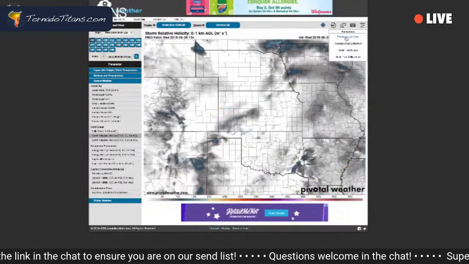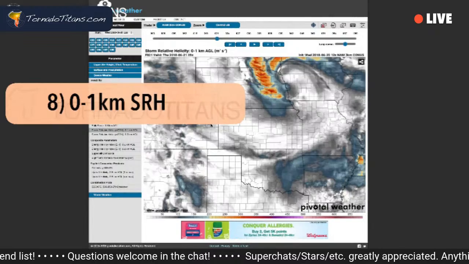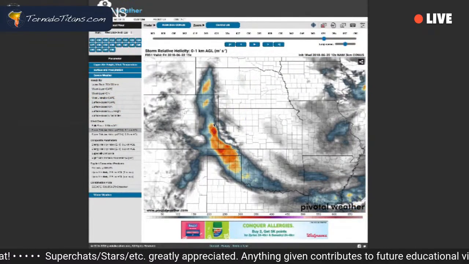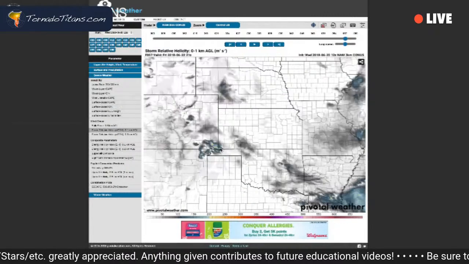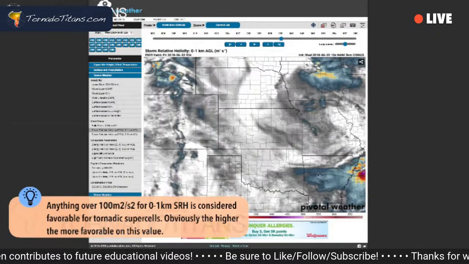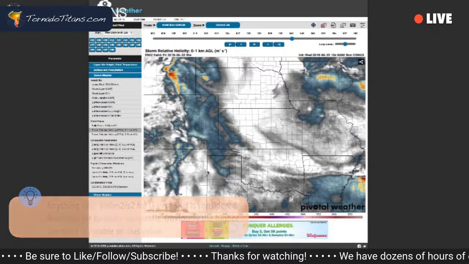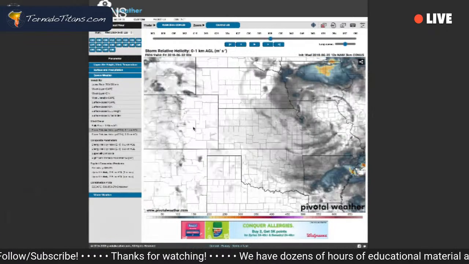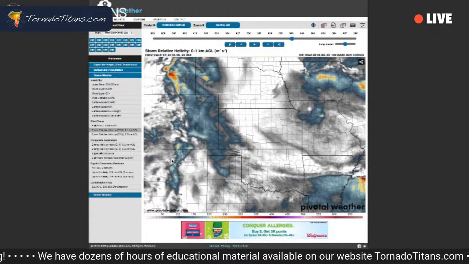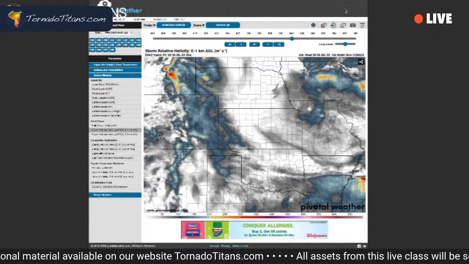Okay, next up, 0 to 1 kilometer SRH. This one stands for Storm Relative Helicity. When looking for tornadoes, I tend to favor shear over instability on my depth chart. The first shear parameter I look at is 0 to 1 kilometer SRH. Anything over 100 on this chart is considered favorable for tornadic supercells, with increasingly good environments as you go up from there. There are no clear cutoffs when it comes to SRH though, so if all other factors appear very favorable but the 0 to 1 kilometer SRH is only 80, I wouldn't give up hope just yet.